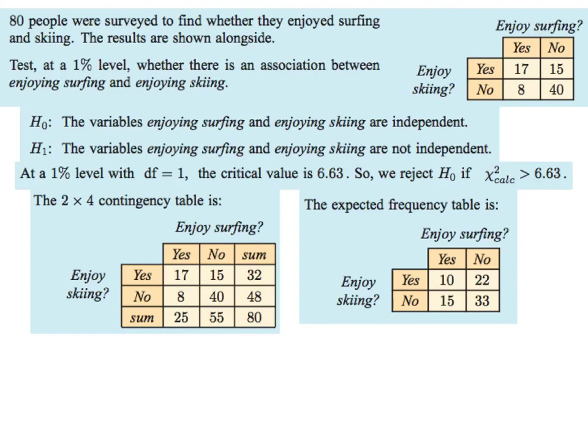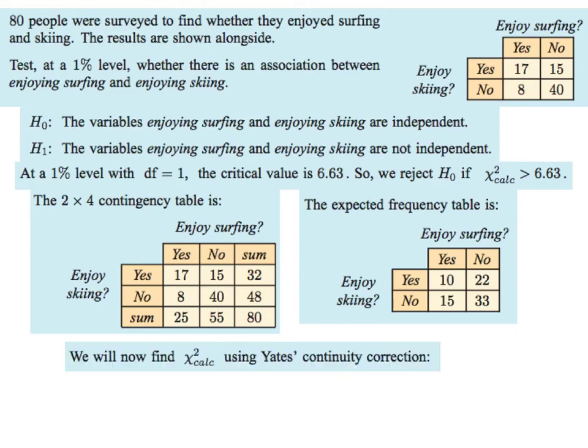But the problem is our degree of freedom is 1. Normally we would just keep going here, find our chi-squared value, compare that and make a conclusion. But because our degrees of freedom is so small, it's 2 by 2, we now have to calculate using our new formula. So we have to use our chi-squared value using our continuity correction.